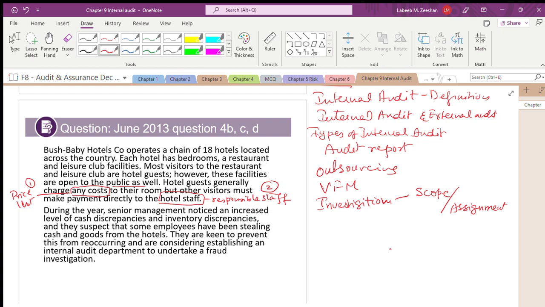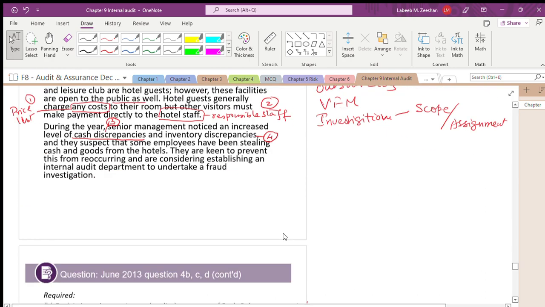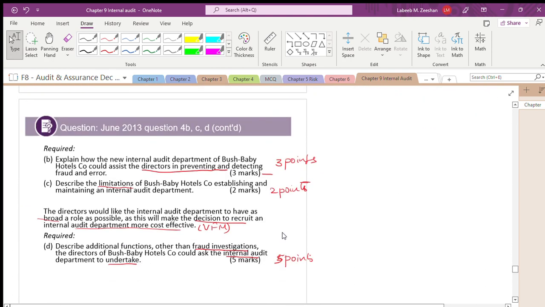During the year, senior management noticed an increased level of cash discrepancies. Definitely, you are going to pay to the hotel staff. Not only cash discrepancies, that is point number 3. Point number 4, there are inventory discrepancies also. See, this is going to be related to which scenario they are talking in terms of. It is related to question number D.